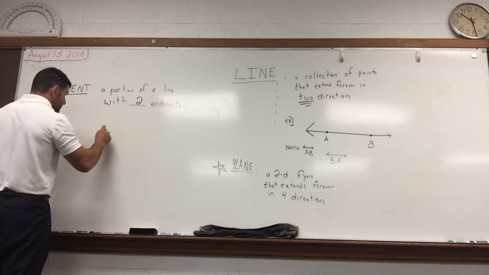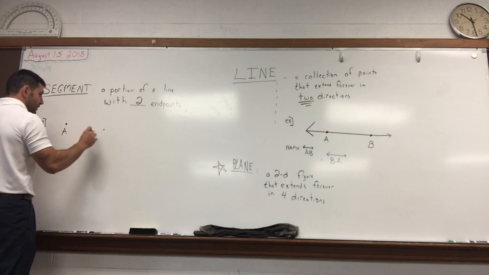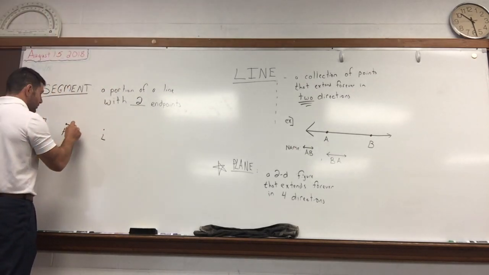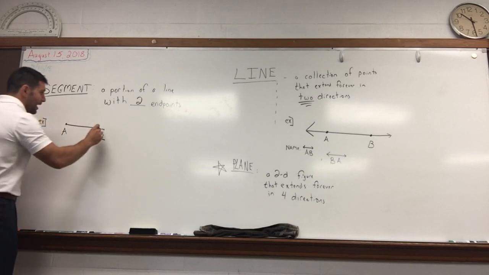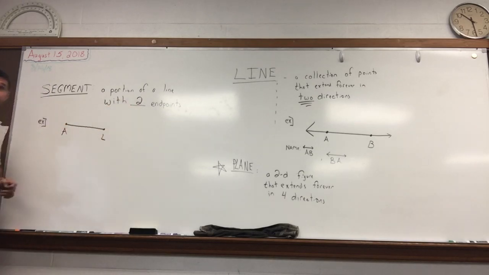There's an endpoint. There's an endpoint. A, L. We know it has endpoints because are there arrowheads? Does it keep on going? No. Does it have the circles that are demonstrating the points? Sure. So now we need to know how to name it and notate it correctly. Because the notation is the most important thing about geometry.